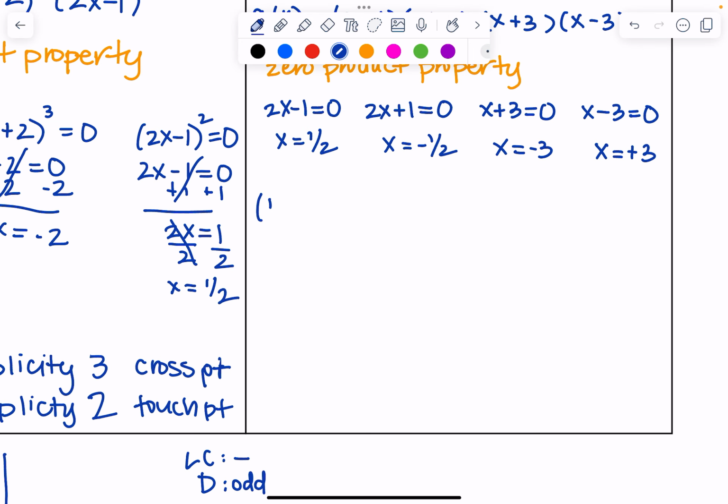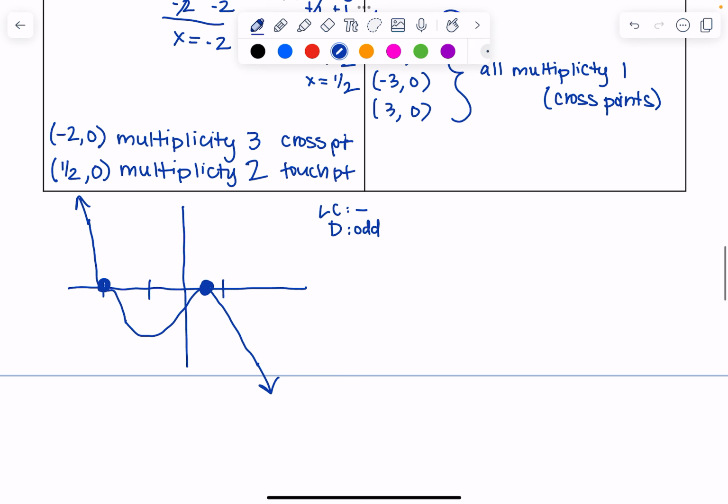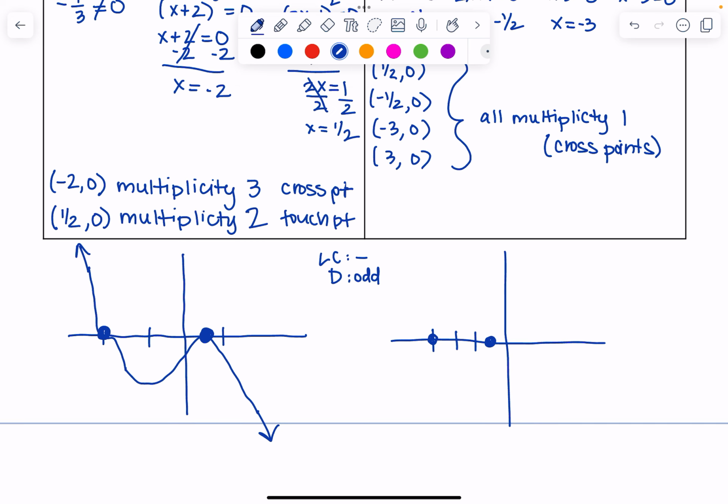Okay, so I've got 1/2, 0, -1/2, 0, -3, 0, 3, 0. And then I'm just going to be shorthand about it, and I'm going to write all multiplicity 1. And so because they're multiplicity 1, they are all cross points. Okay, so when we go to graph, it's going to be an ugly sketch. But I'm going to have a dot at -3, a dot at -1/2, a dot at +1/2, and a dot at +3.